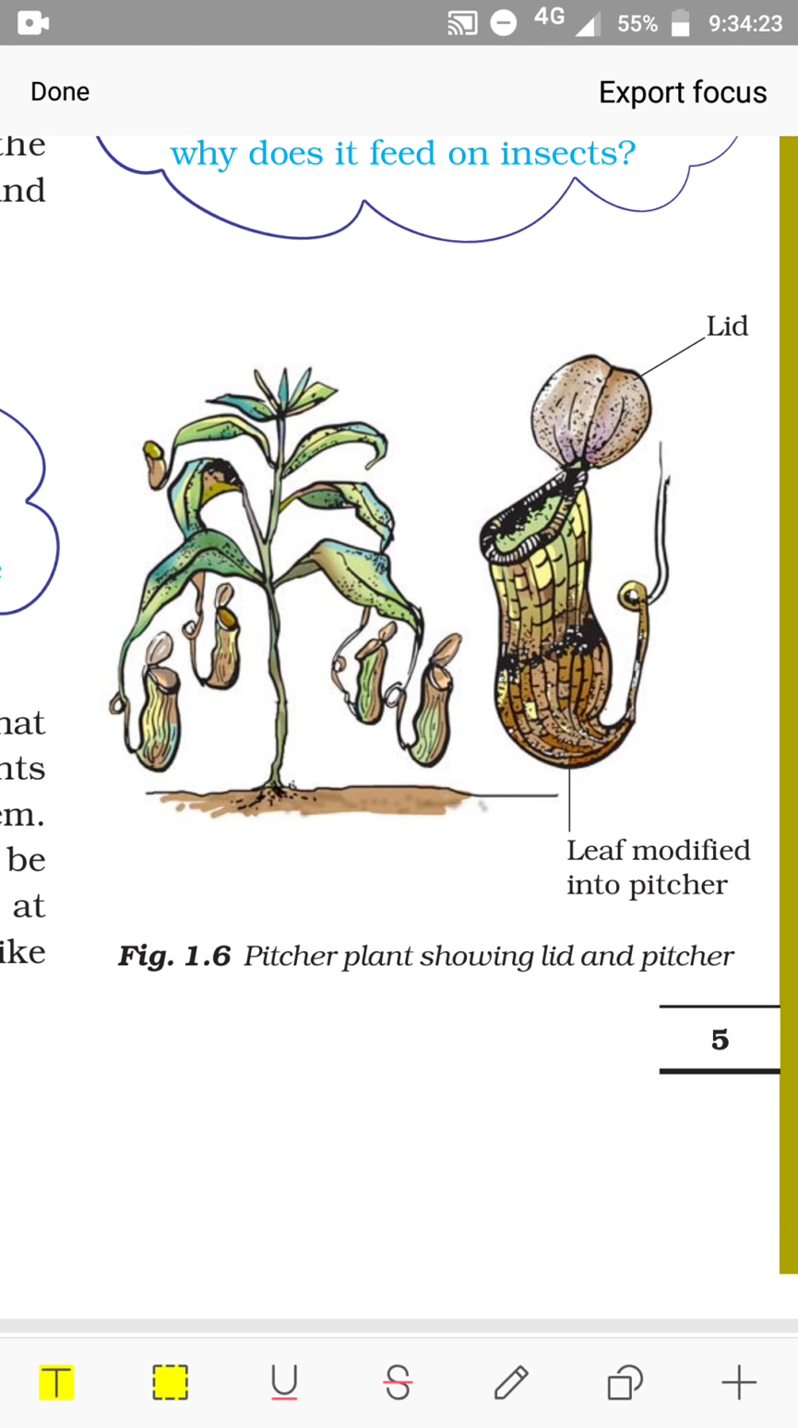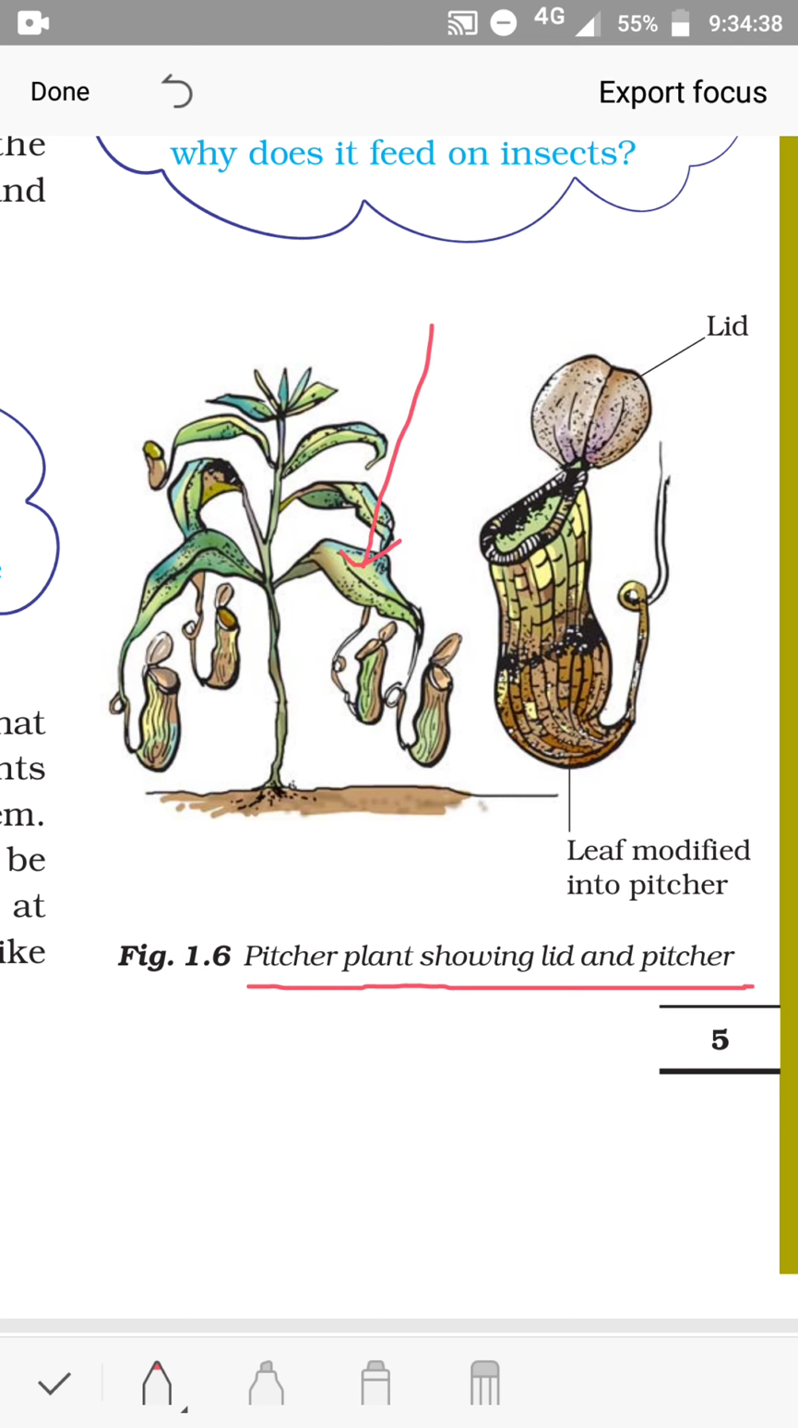This is an example of the plant which takes the insect as the food. The name of the plant is pitcher plant, showing leaf and pitcher. See this plant, it has got the leaves which are green in color, but the tip or apex of the leaf is modified into a pitcher. This is the diagram of a pitcher. The pitcher has got a lid.